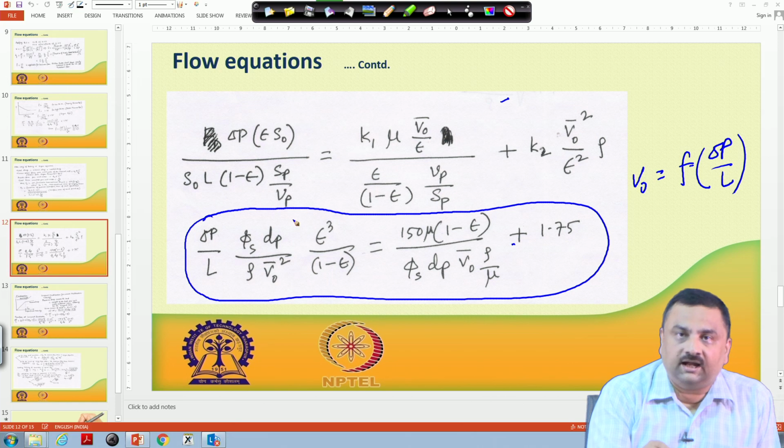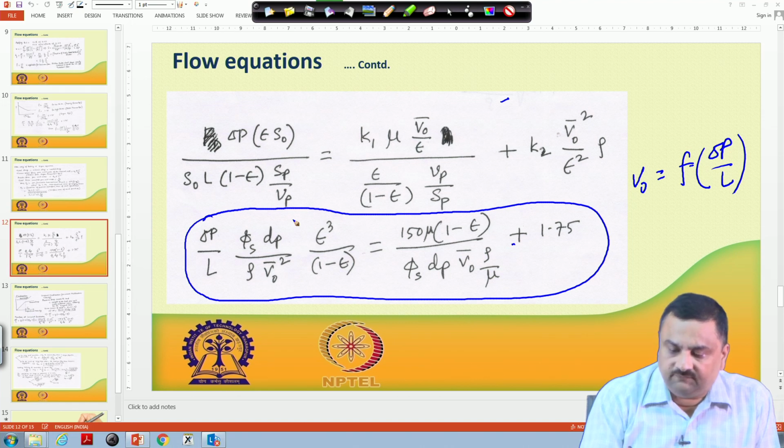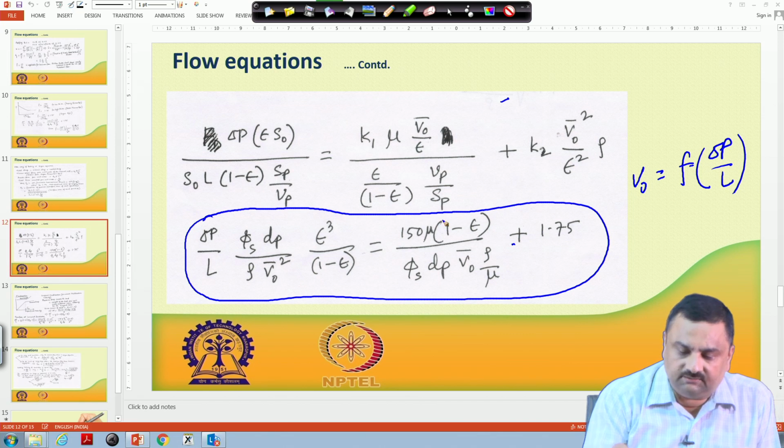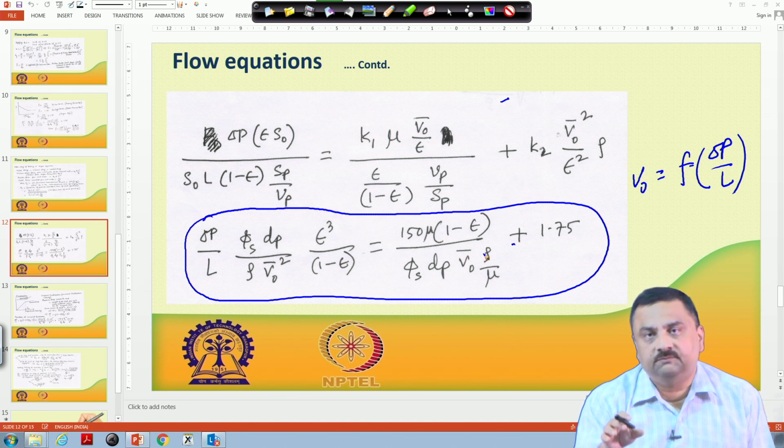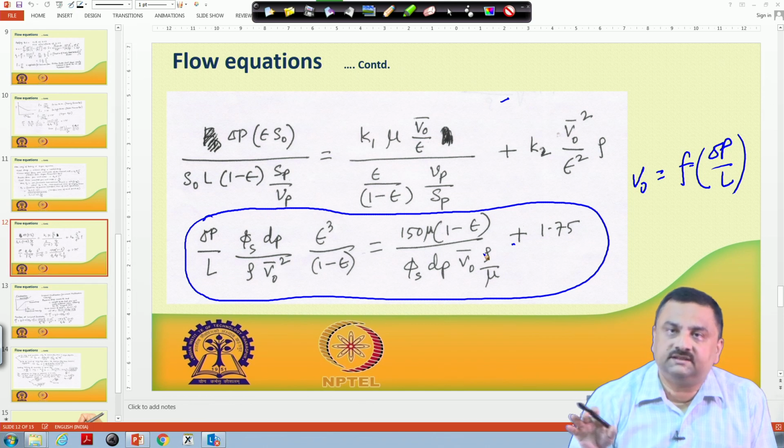dP is the diameter of the particle that is constituting that porous medium. Epsilon is the void fraction. Phi s is the sphericity factor. You have density coming in. So you have so many terms. This is a more comprehensive expression of superficial velocity as a function of pressure drop, and Darcy's law is a more simplified expression.